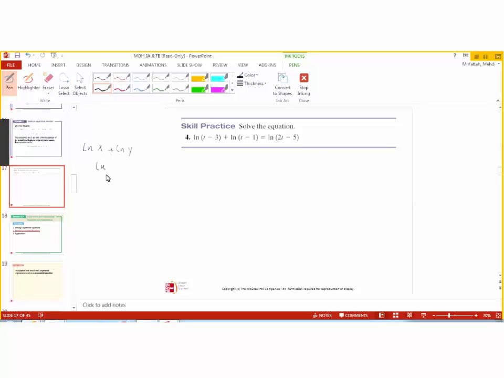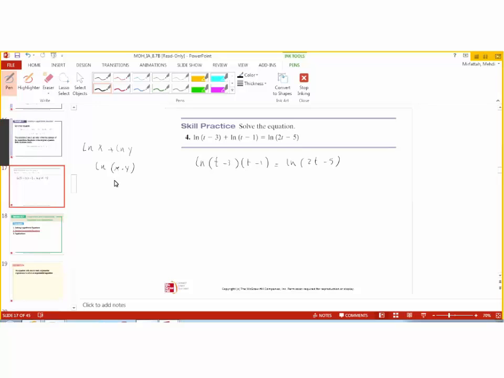Somehow your mic was really low. Can you talk closer to your microphone? So you're saying that log of x plus log of y is equal to log of x times y. Yes. Okay, so this would be natural log of t minus 3 times t minus 1 is equal to natural log of 2t minus 5. Combine it together, right?